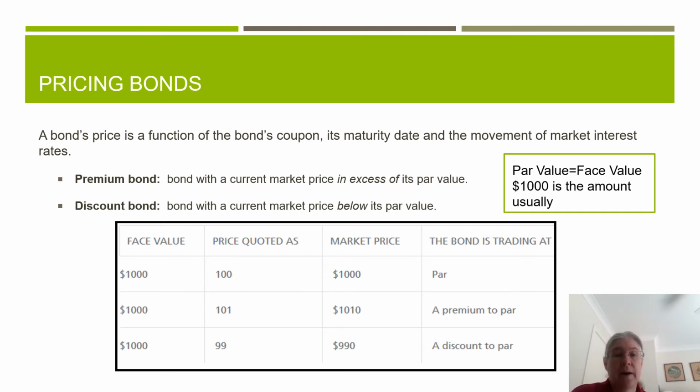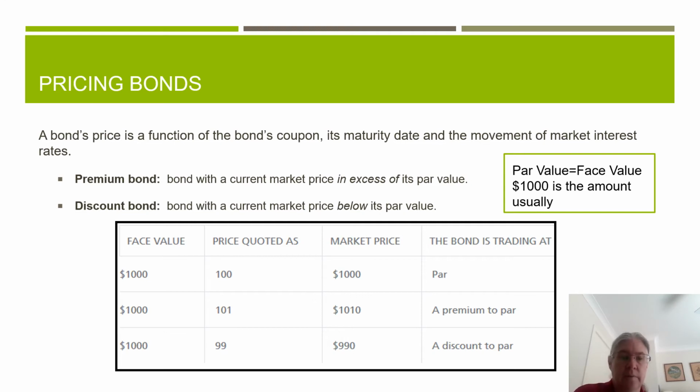When we're looking at the price of bonds, it is made up of the bond coupon, the maturity date, and the movement of the market interest rates. It's important to remember that a bond has a face value of $1,000. I'm assuming that you're going to know this. One bond is worth $1,000. So we have a premium bond or a discount bond. A premium bond has a current market price in excess of the par value, and a discount one is a bond with a current market price below its par value.